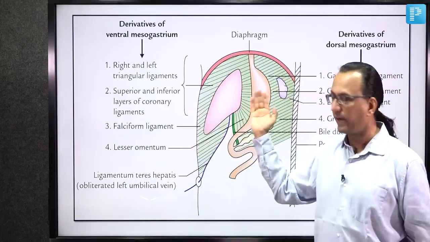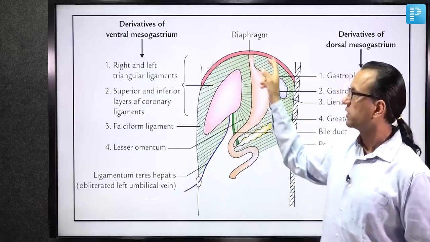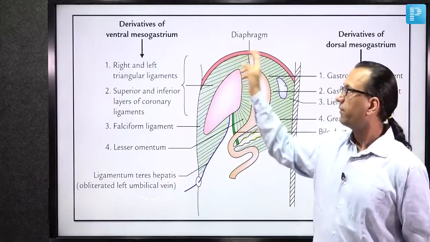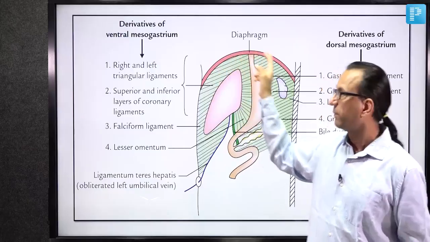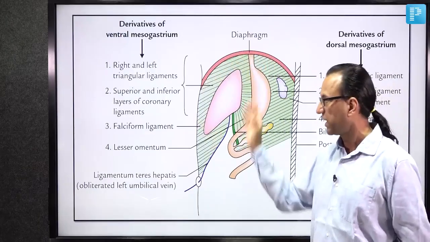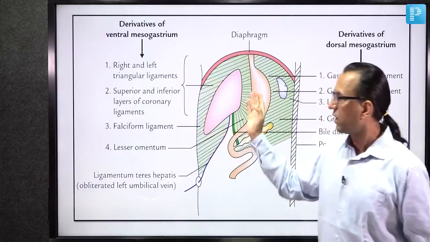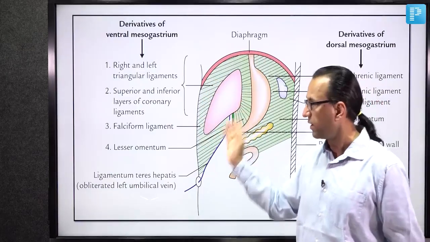Remember, this ventral mesentery itself is coming from the septum transversum, which is going to form the central tendon of the diaphragm as well. Central tendon of diaphragm develops from the septum transversum, and septum transversum also forms the ventral mesentery of the liver, and hence these three ligaments of liver are derived from septum transversum indirectly.